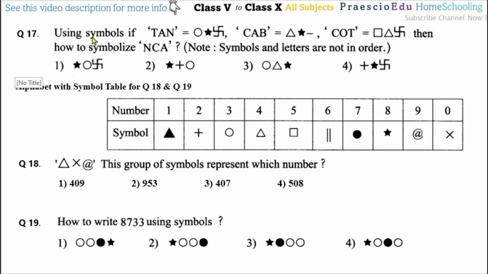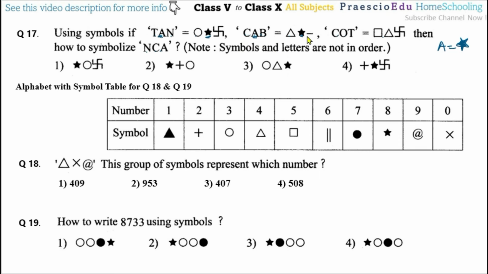Then question number 17. Using symbols, if TAN is equal to these symbols, CAB is equal to this symbol, COT is equal to this, then how to symbolize NAC? In this one, we have to count the common letters, the common alphabets, first. In TAN and CAB, A is the common one. This star shape is common, so we can say A is equal to this star shape, the solid one.